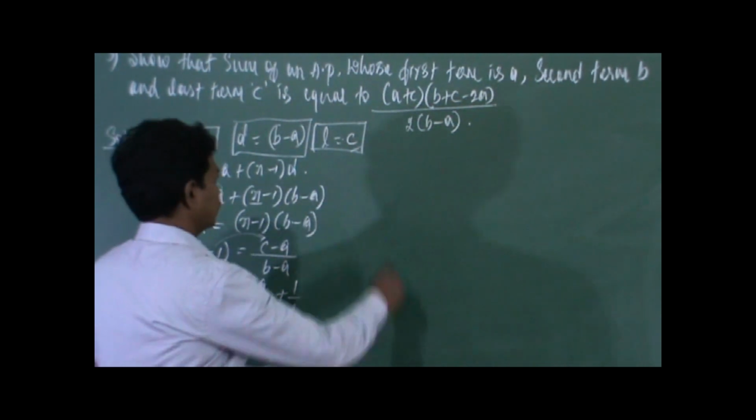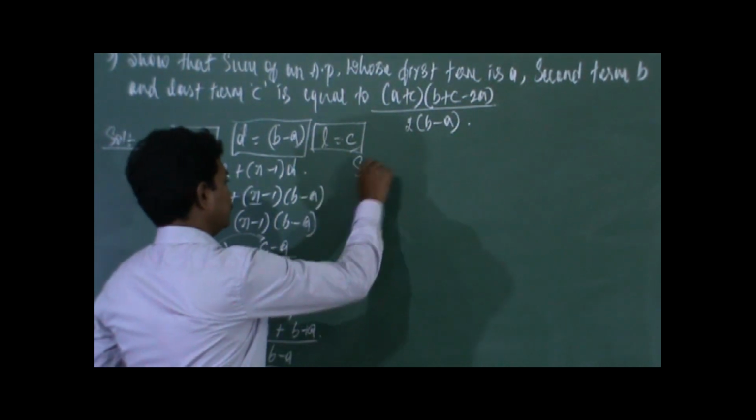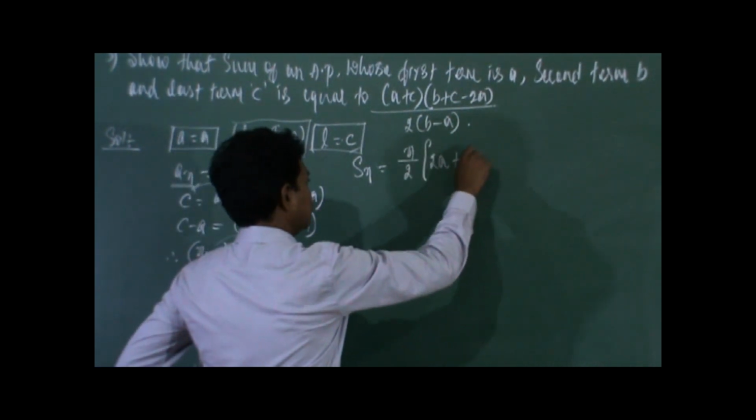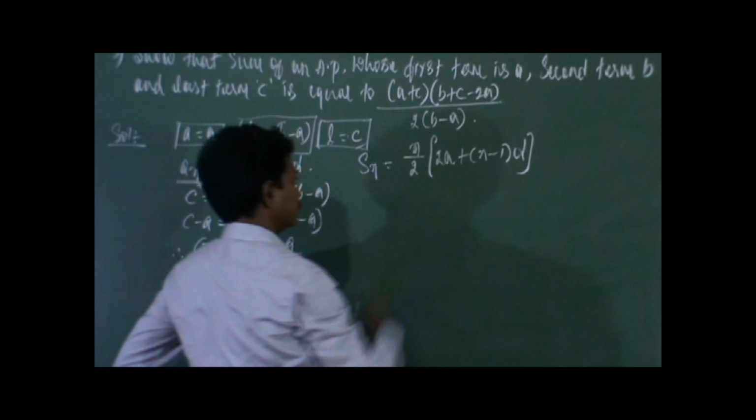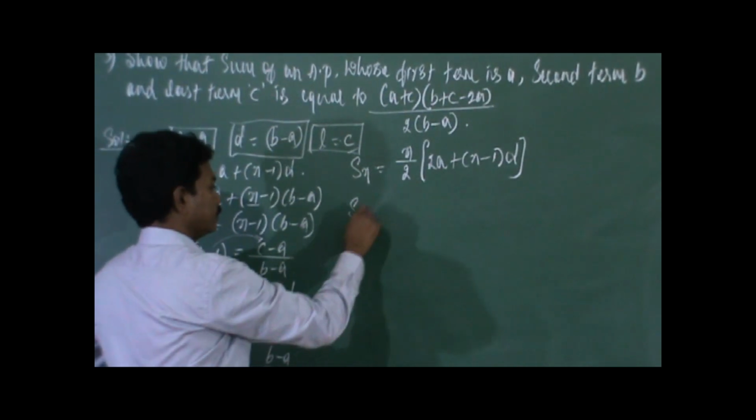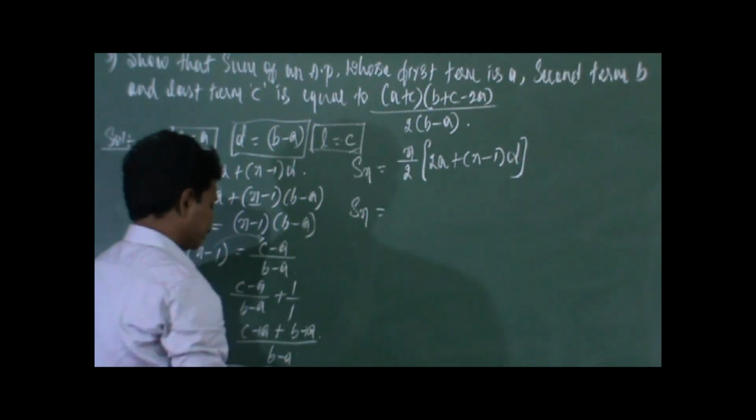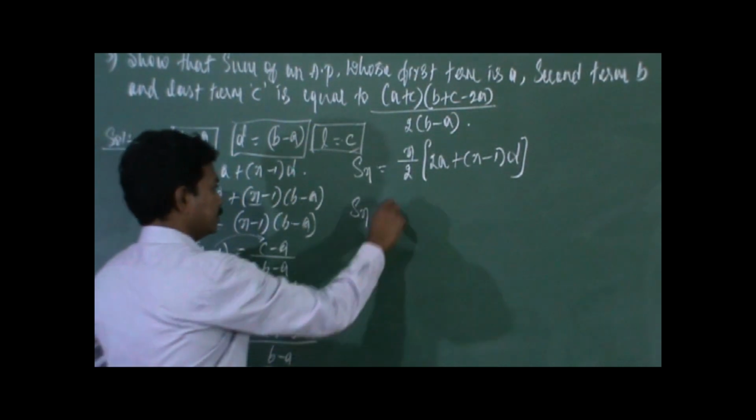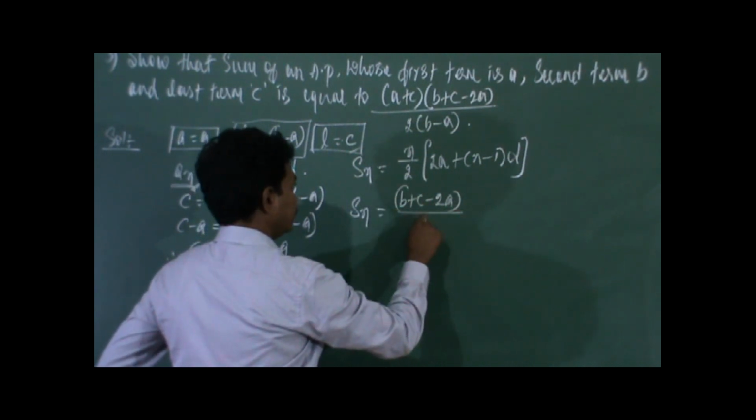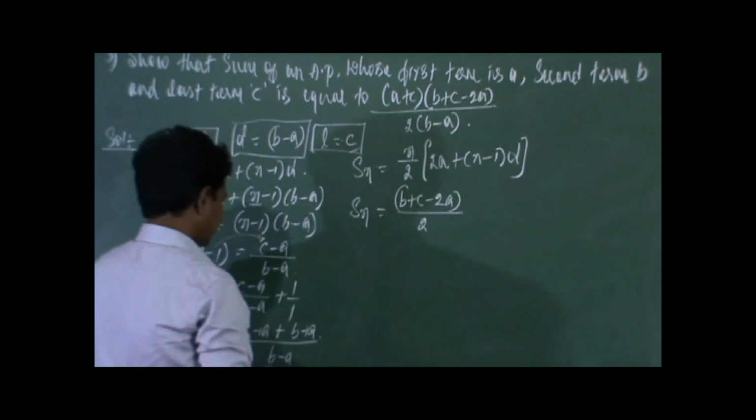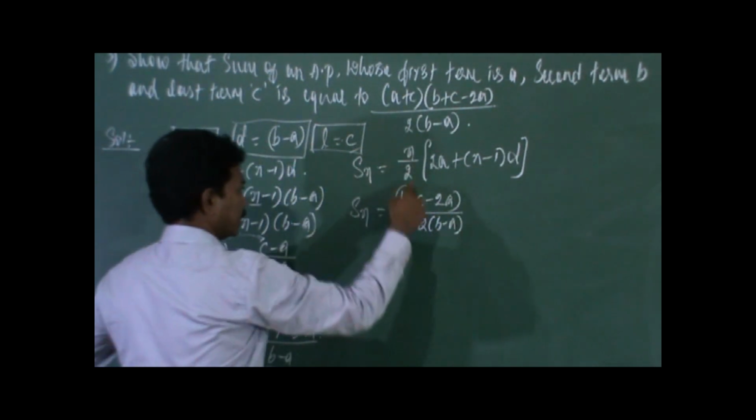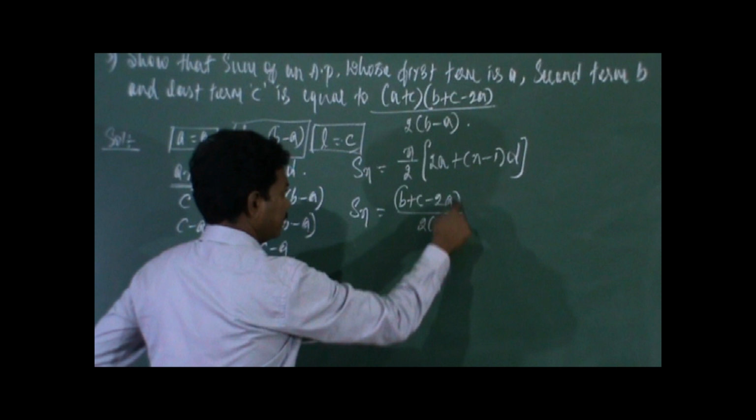So now we will find out the sum. Sum of the n terms is equal to n by 2 into 2A plus n minus 1 into D. So this is the formula. So instead of n, we have to substitute this entire value, that is B plus C minus 2A by B minus A. So instead of n, I have substituted B plus C minus 2A by B minus A.